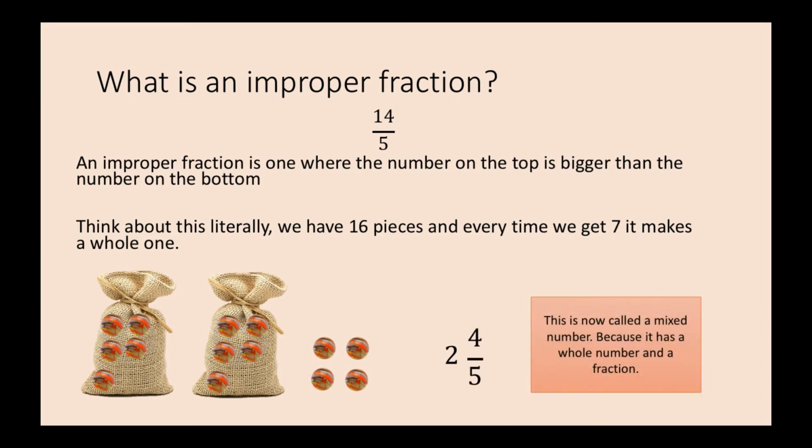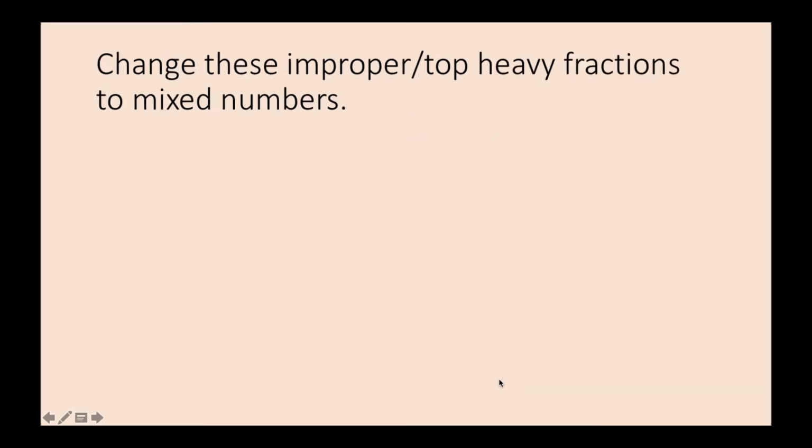So essentially your rule for this would be to divide by this number, so 14 divided by 5, and then you would write down the whole number like this, and then your remainder would be on the top of the fraction, with this number always being on the bottom.